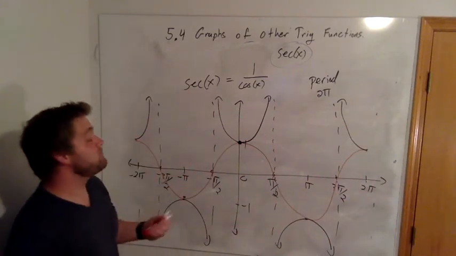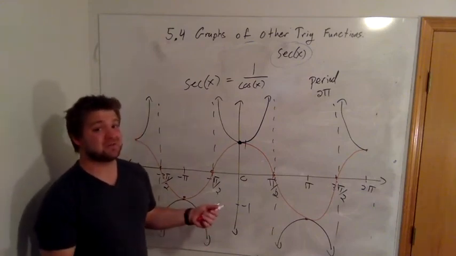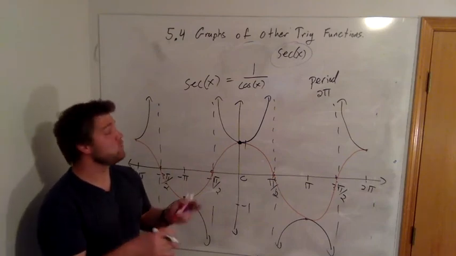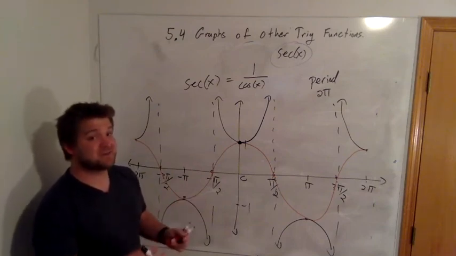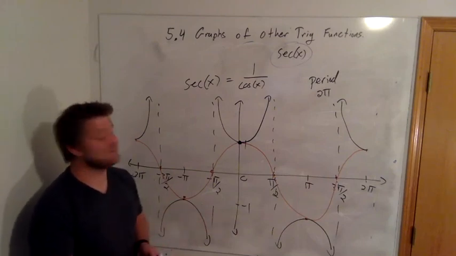So as a recap for remembering the periods of all 6 trig functions, there's only 2 that are different. The periods of sine, cosine, secant, and cosecant will all be 2 pi. The only ones that are different are tangent and cotangent. The period of tangent and cotangent will be pi.